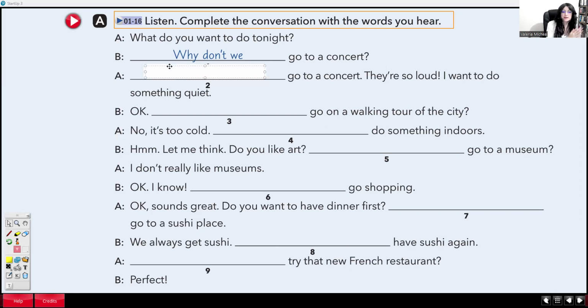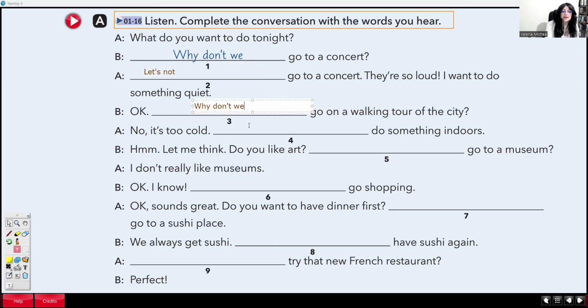Number 2, what do we have? Let's not go. There you go. So, let's not go to a concert. You see a suggestion here, and it's in negative form. Let's not go to a concert. Perfect. What about number 3? Why don't we? There you go. Okay, guys, so why don't we go on a walking tour of the city?